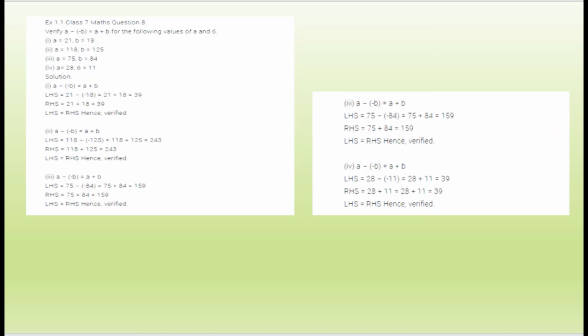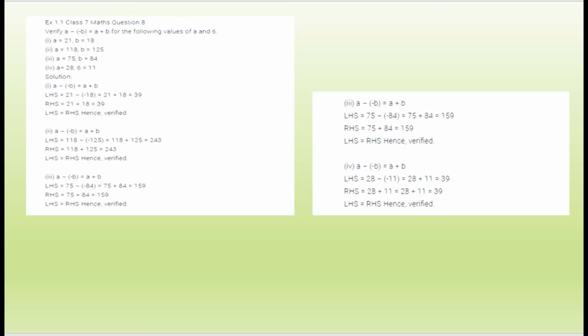Moving to question number 8, verify a - (-b) = a + b for the following values of a and b. In the first part, on the left-hand side, a - (-b) is 21 - (-18). It will be 21 plus 18, equal to 39. On the right-hand side, the value is a plus b. A and b are given in the question itself, 21 and 18. So 21 plus 18 is equal to 39. In this case, LHS is equal to RHS, hence it is verified.